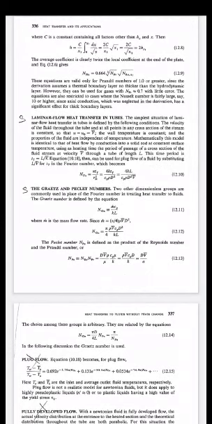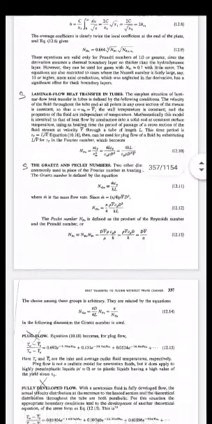The Peclet number is defined as the product of the Reynolds number and the Prandtl number. What is the Reynolds number? We went through the Reynolds number in fluid mechanics. It is d V bar rho upon mu. What is the Prandtl number? The Prandtl number is Cp mu upon k. We already went through the definition of the Prandtl number, which I told you in our last few lectures. By taking the ratio of the absolute viscosity and the thermal diffusivity, we get the Prandtl number, that is Cp mu upon k.